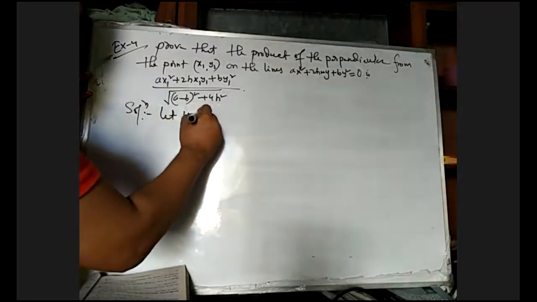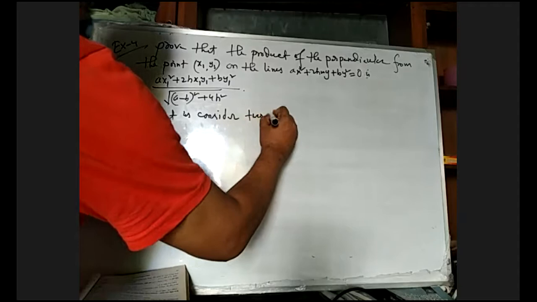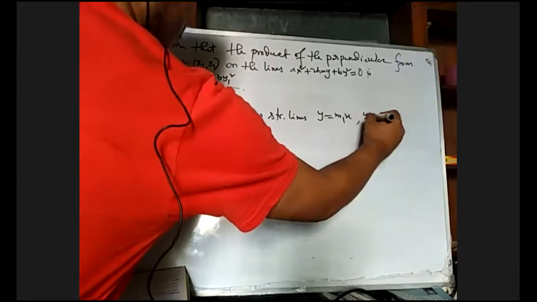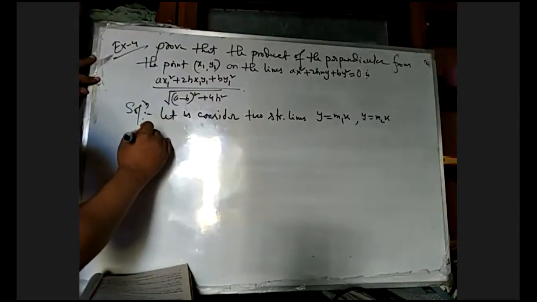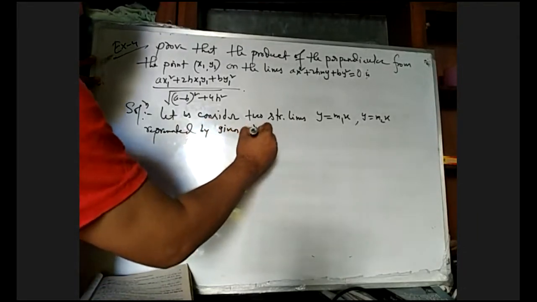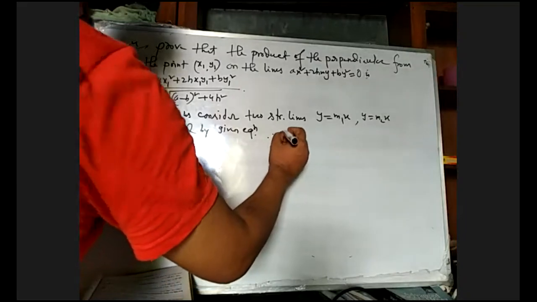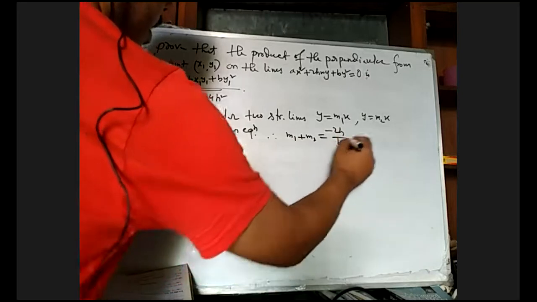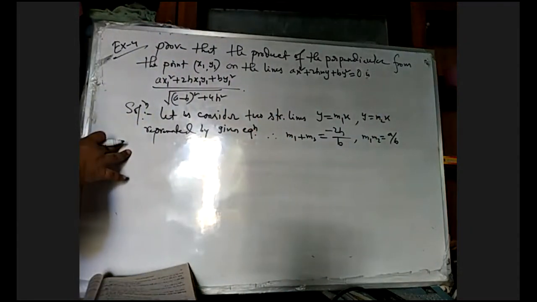Let us consider two straight lines: one will be y = m1x, another will be y = m2x. These two lines will be represented by the given equation. So the sum of the roots will be what? m1 + m2 equals minus 2h by b, and the product of the roots, m1 into m2, will be a by b. You must know this from the earlier part of this class.